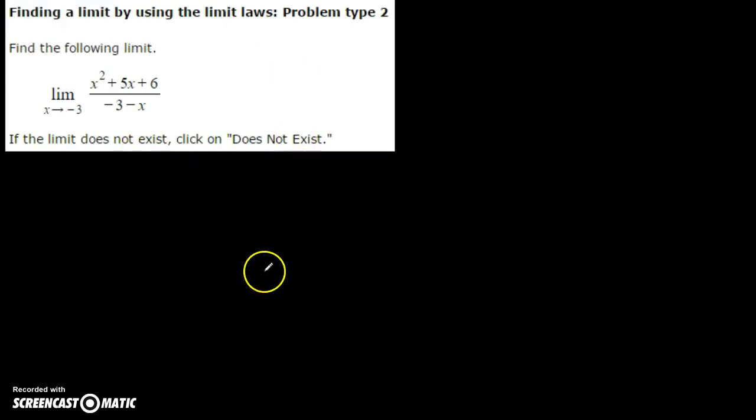Alright, so here I have one example. They want us to find the limit as x approaches -3, and my function is a rational function. My numerator is x squared plus 5x plus 6, and my denominator is -3 minus x. So why don't you open up Desmos and see how the graph looks and try to figure out what the limit is as x approaches -3. Go ahead, pause the video and do it.